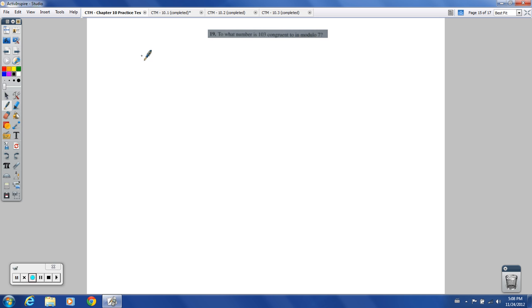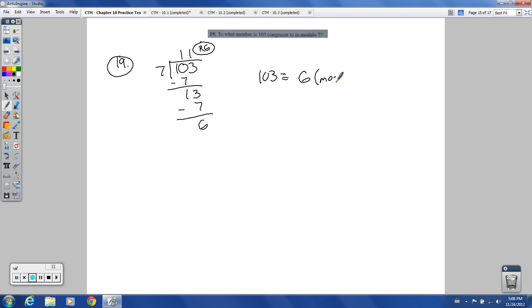Okay, so number 19, to what number is 103 congruent in modulo 7? I think a pretty easy one here. For 103 in mod 7, just divide by 7 to figure that out. This would be a 1. You'd have 13 left. Subtract 7, you'd have a remainder of 6. So what is it congruent to? The remainder is what matters. So 103 is congruent to 6 in mod 7. So this is the number that matters there.